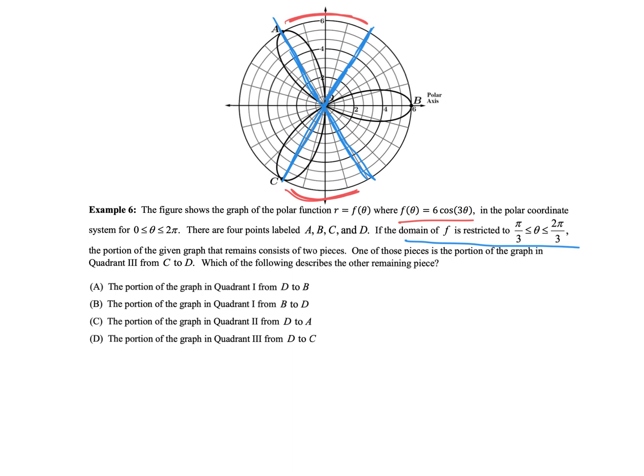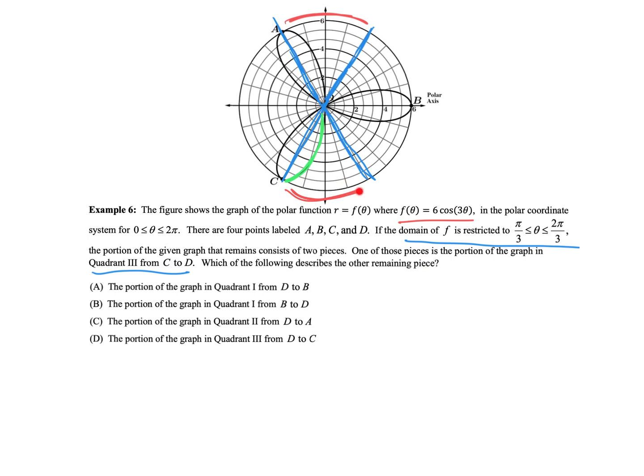And then it says the portion of the graph remains in two pieces. One of those pieces is in quadrant 3 from C to D. So the portion in quadrant 3 from C to D is this portion right here. All right, so that's the portion that they're speaking of. Now, this could be with this part too. So pi over 3 to 2 pi over 3, this portion could be up here if my radius was positive.